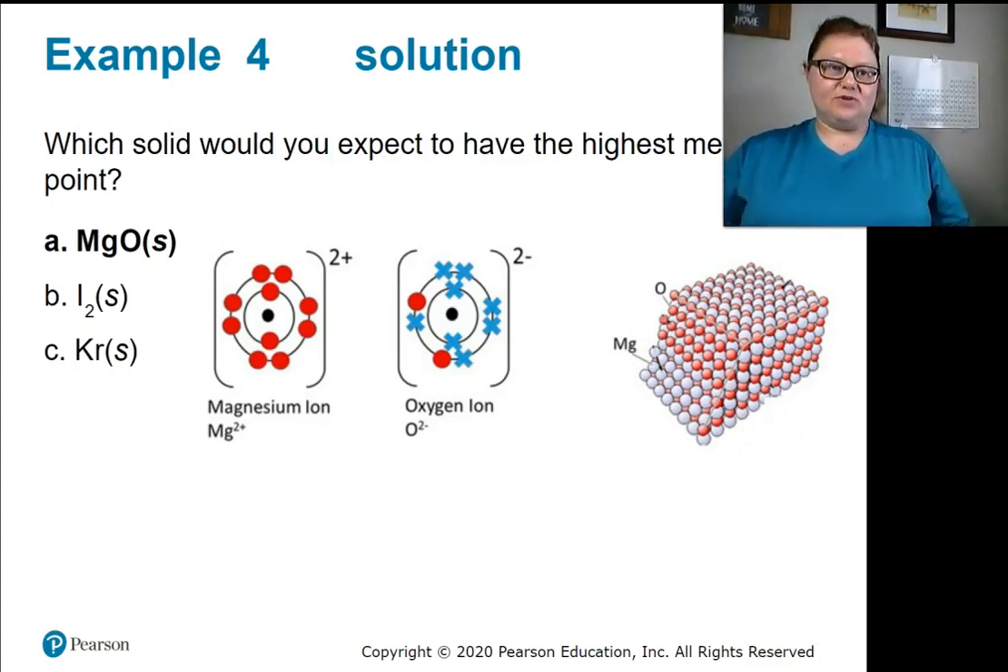Okay, what's the difference between the other two? We have the diatomic iodine, so that would be a dispersion force, and the krypton, our noble gas here, would be a dispersion force as well. Which are the weakest, right?